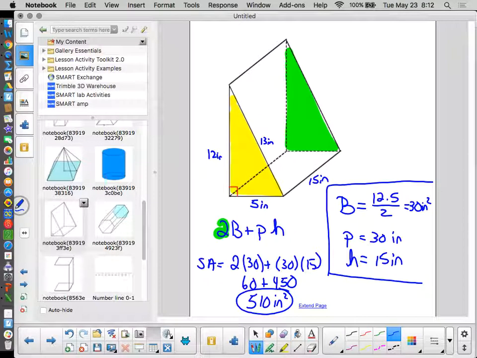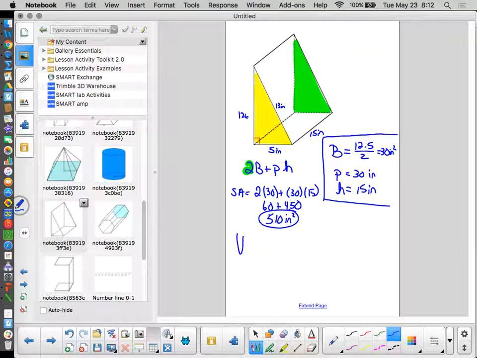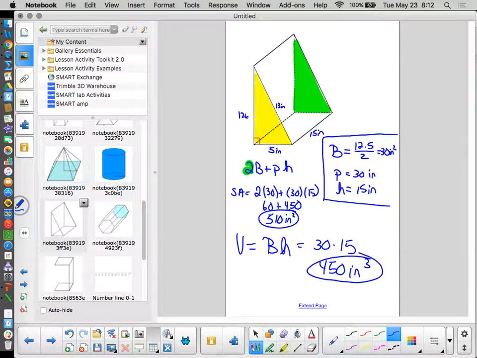Okay? If I was going for the volume of this, volume we know is base area times height. By the way, we've got those numbers already. So that'd be 30 times 15, or 450 inches cubed. And volume is in units cubed. Surface area is in inches squared, because it's an area, inches squared.